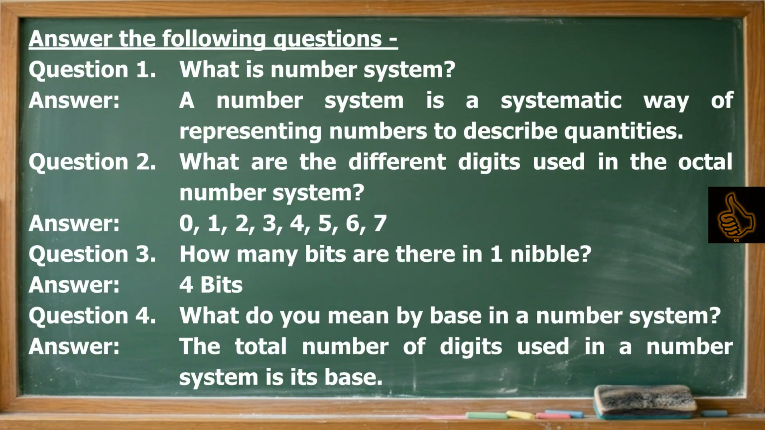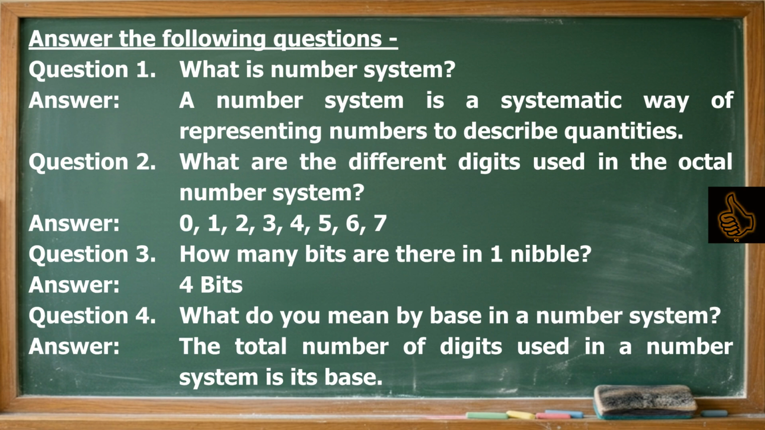Answer the following questions. Question 1. What is number system? Answer. A number system is a systematic way of representing numbers to describe quantities. Question 2. What are the different digits used in the octal number system? Answer. 0, 1, 2, 3, 4, 5, 6, 7.